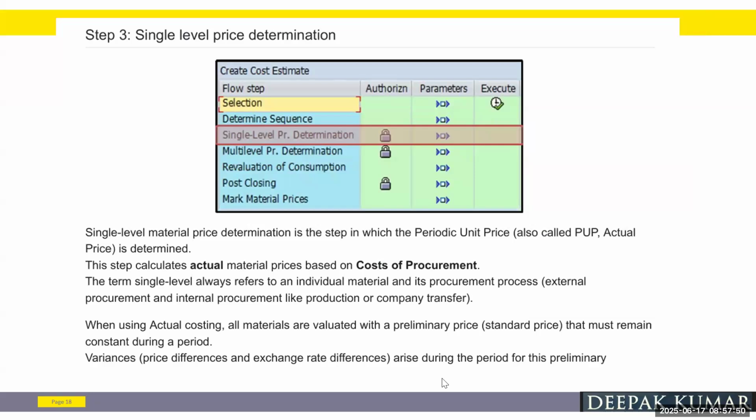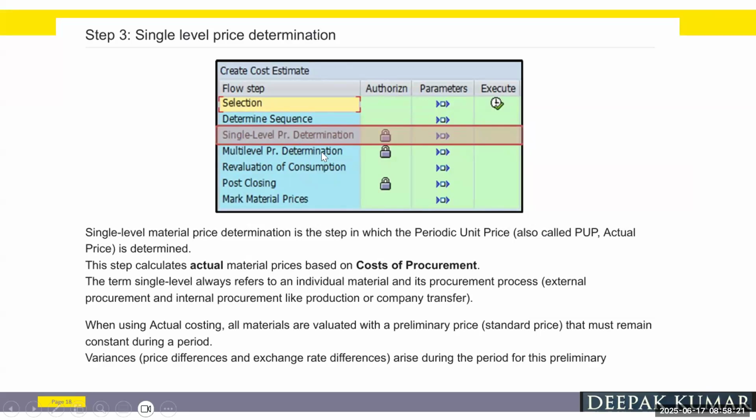Then we do a single level price determination. Sorry, these two steps are merged into one in HANA. Single level is one material only. Multi-level is when we roll up to semi-finished good or finished good. So here it calculates at the lower level all the price differences.